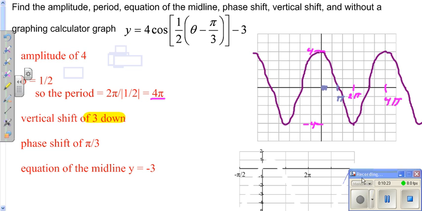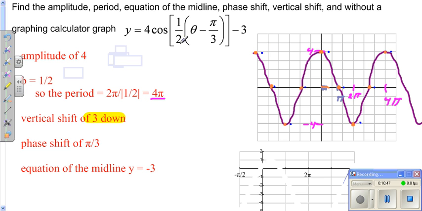So I got to move all my key points. Key points are your max and mins and where you're crossing the axes. We got to move all those key points, this horizontal distance right here, to the right. So I'm going to go ahead and replot these that distance to the right. And continuing to plot these key points that distance to the right.